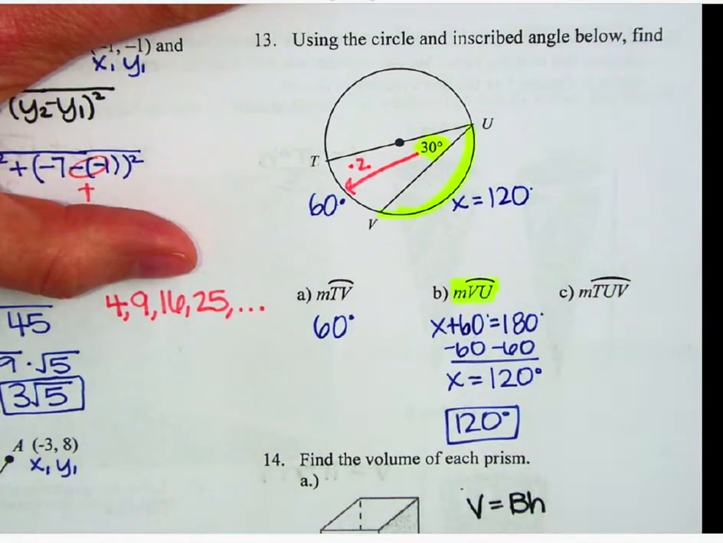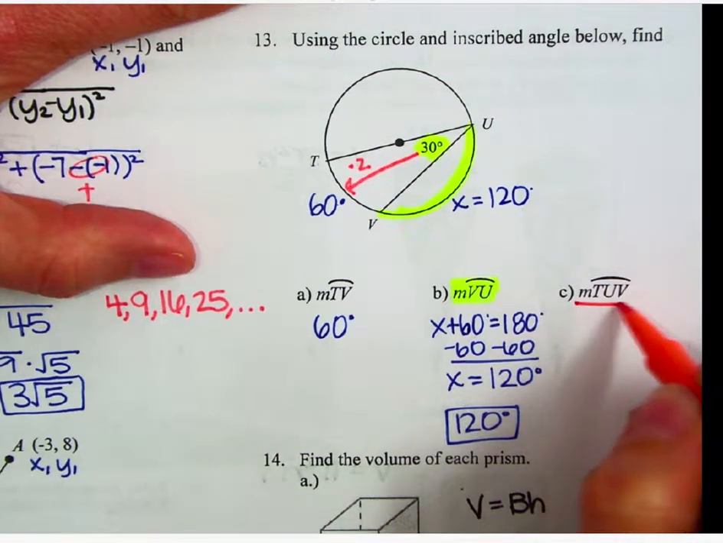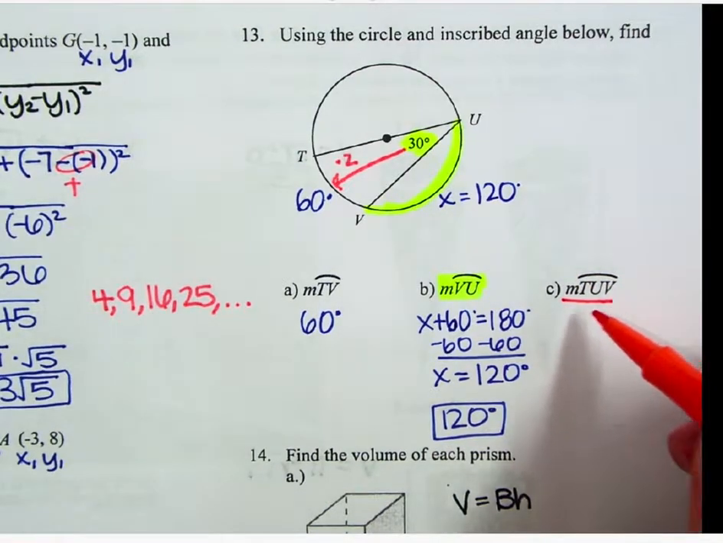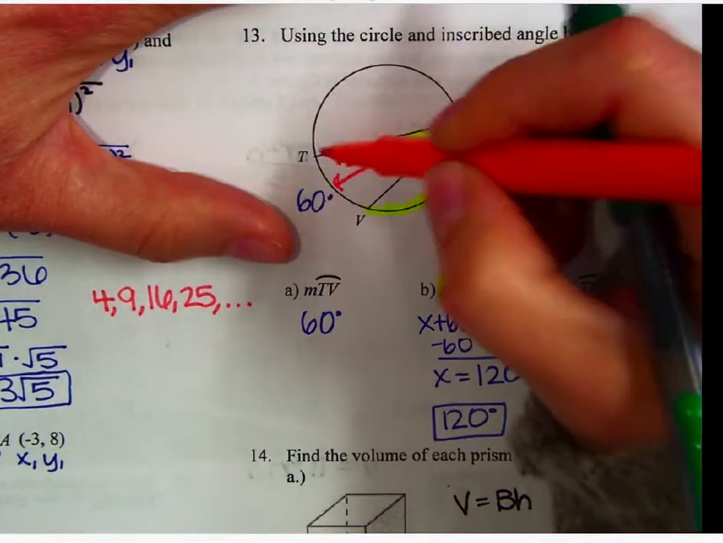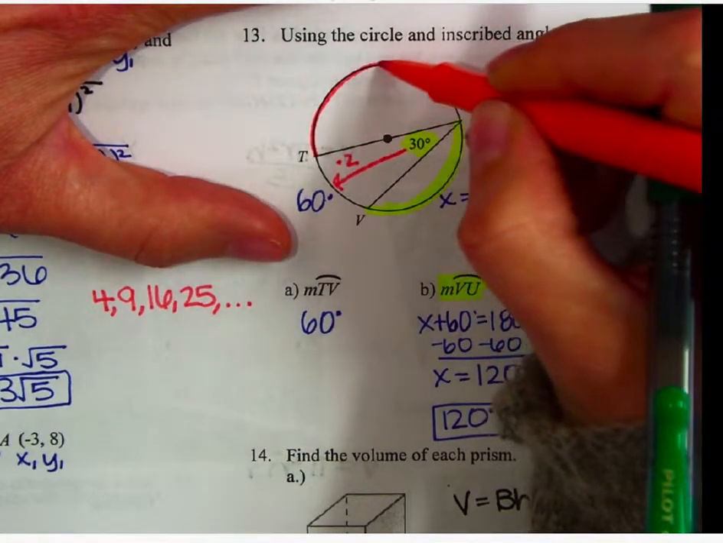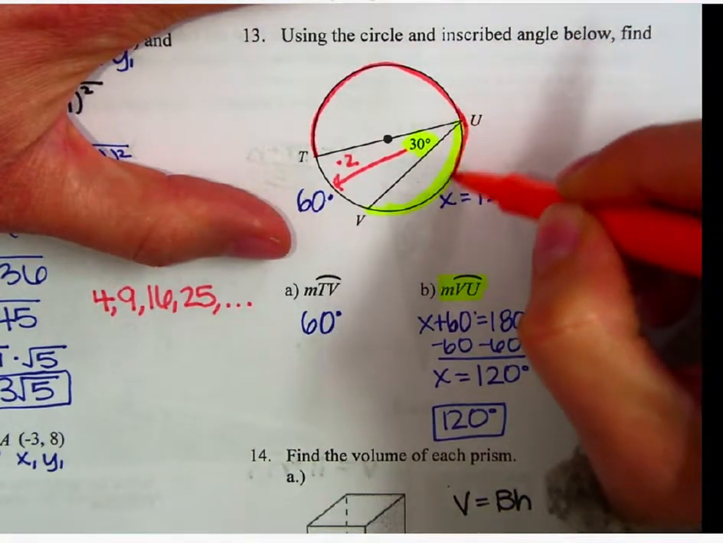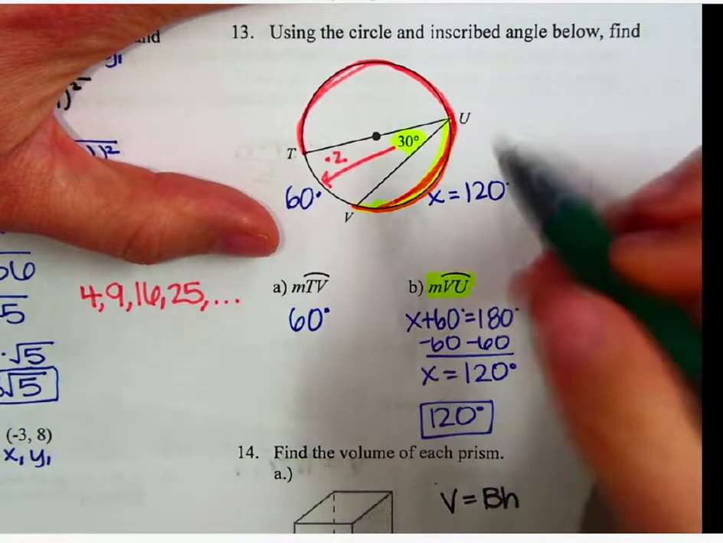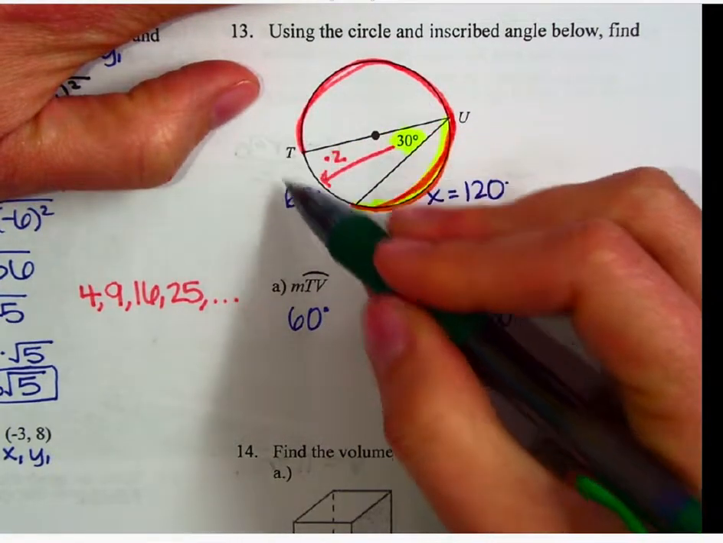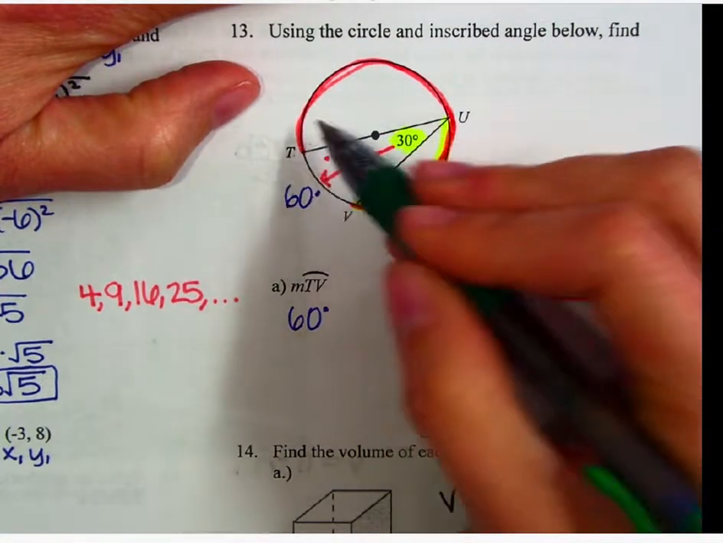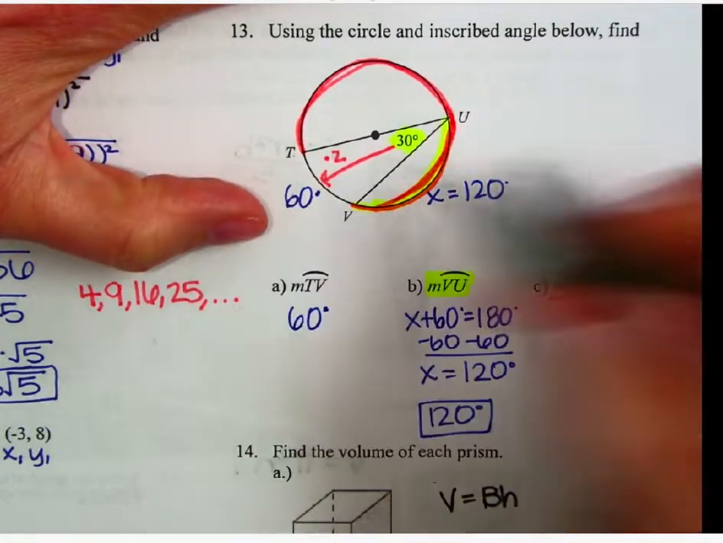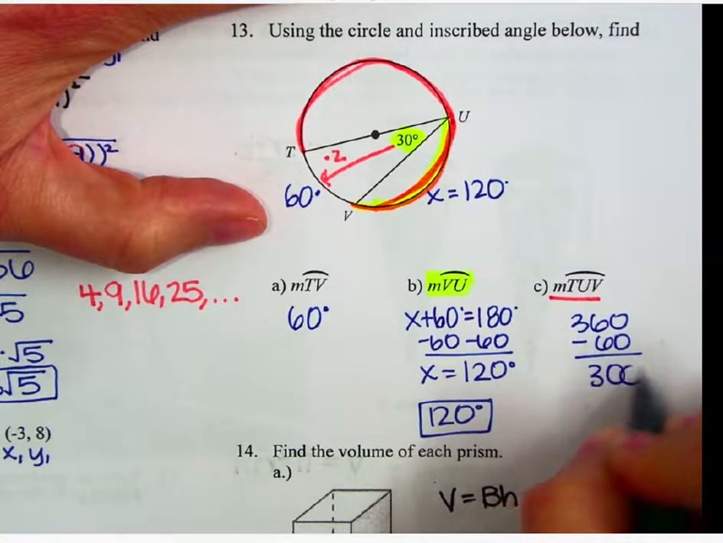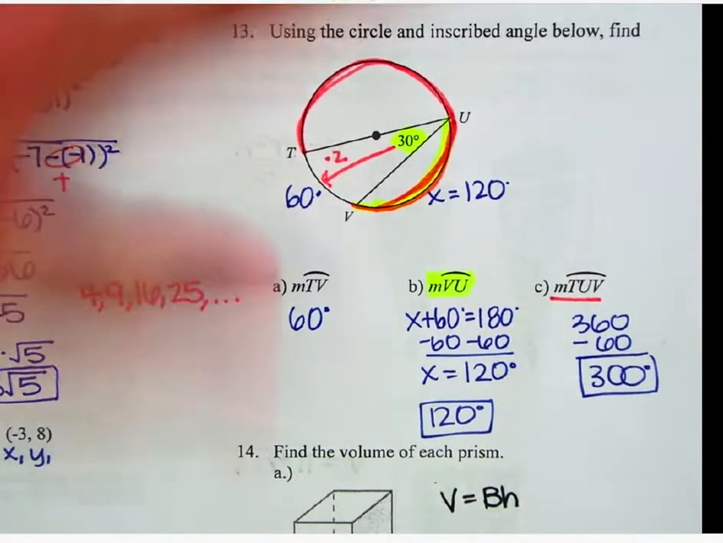And then lastly, we're going to find the measure of arc TUV. So remember, this is a major arc, meaning we're going to go half of the circle or more. So you go in the order of the letters T, pass through U, ending at V. We know that the entire circle is 360 degrees, and what I just highlighted is almost the whole circle, but we're leaving out 60 degrees. So 360 minus 60 will tell me that remaining arc measure, 300 degrees.